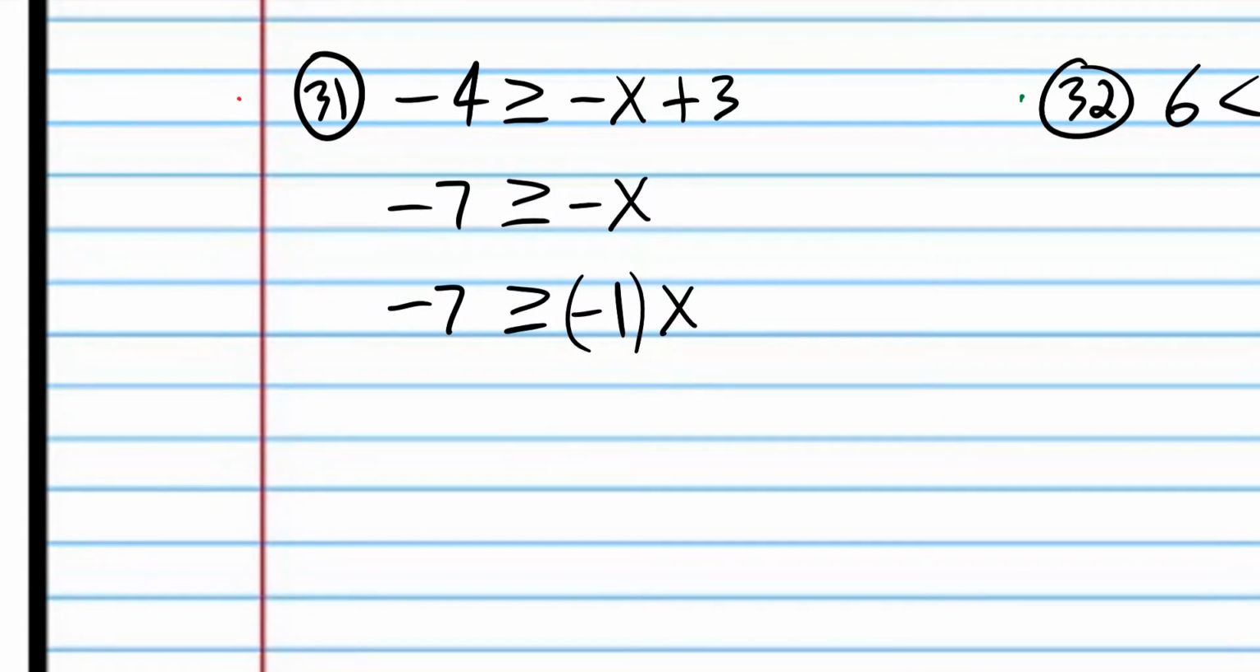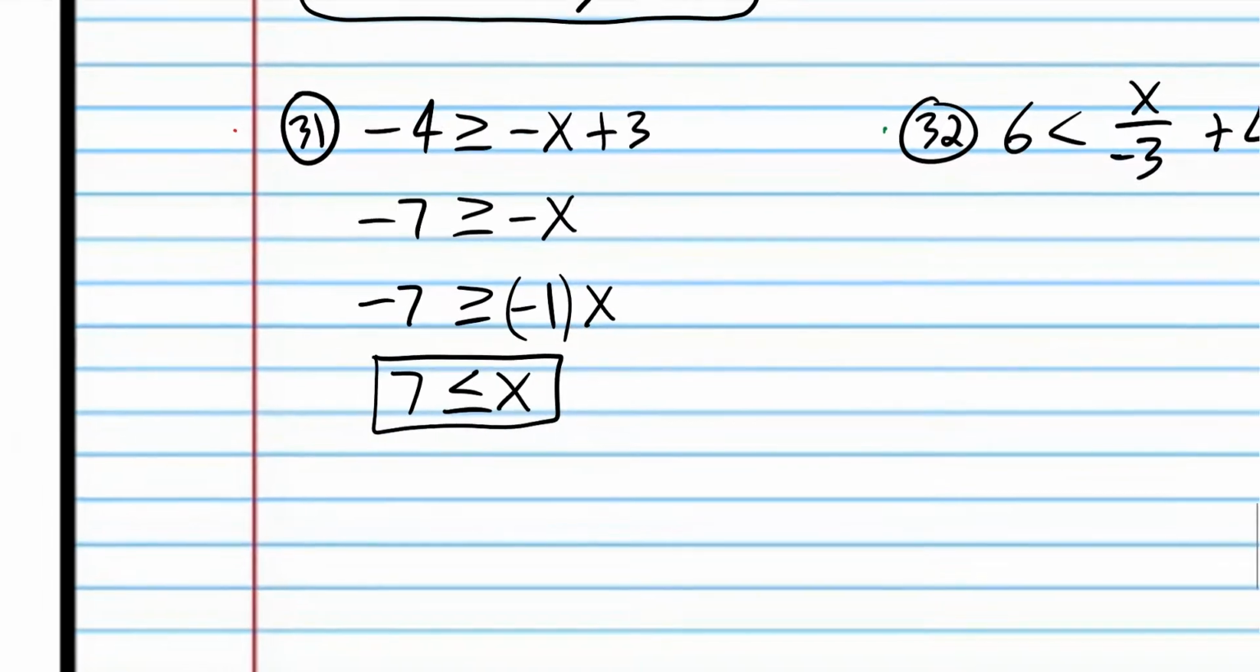Okay, so now we're going to divide both sides by -1, but whenever you divide or multiply both sides of an inequality by a negative, you have to flip the inequality. That's a very, very important point. A lot of students forget that. So that is the algebraic solution. And again, notice we flipped the inequality because we divided by a negative.